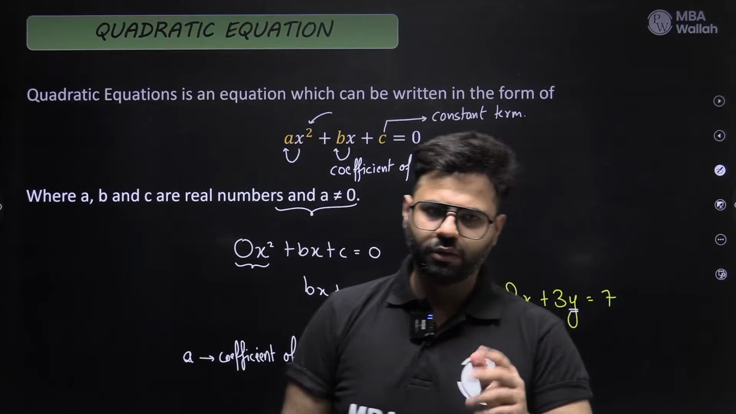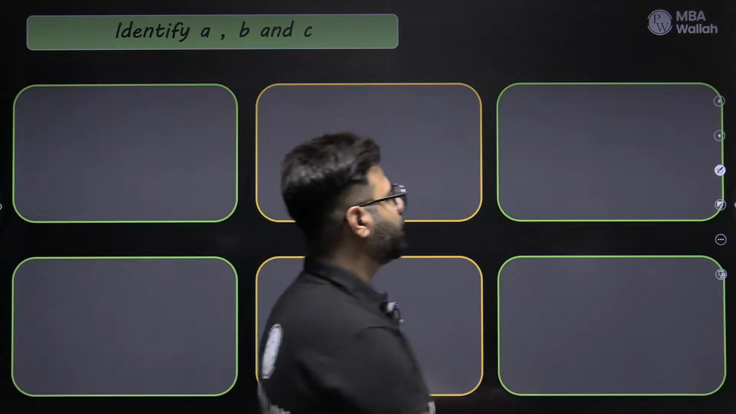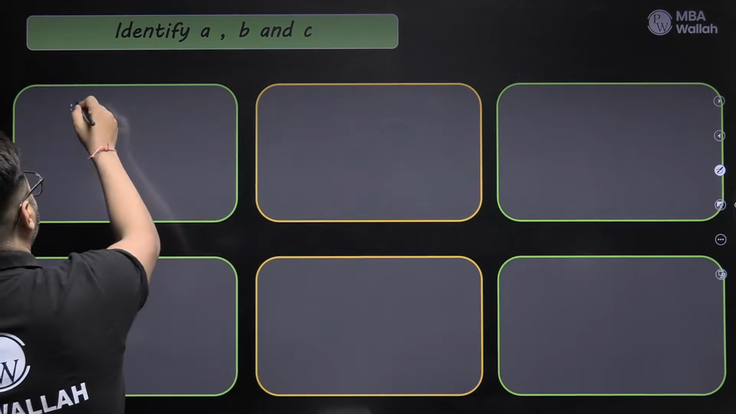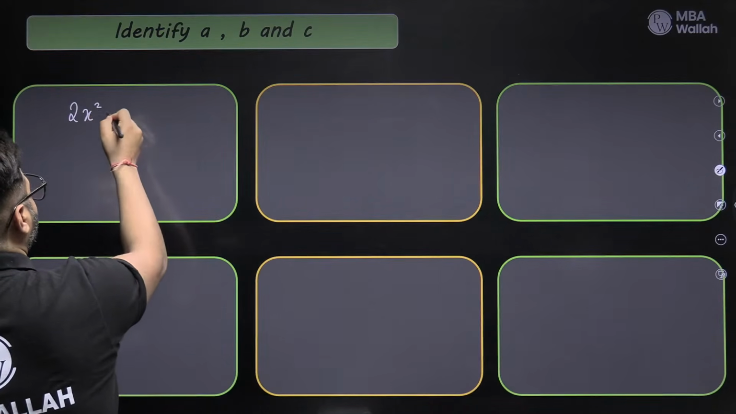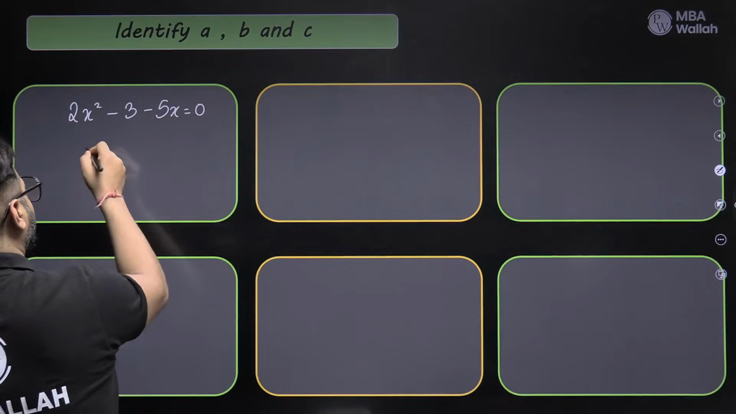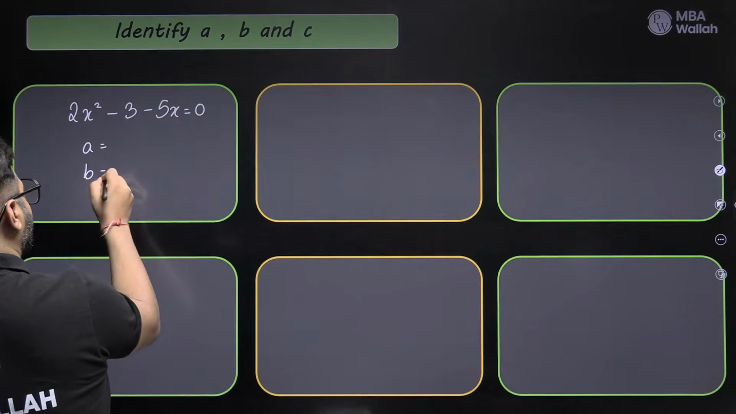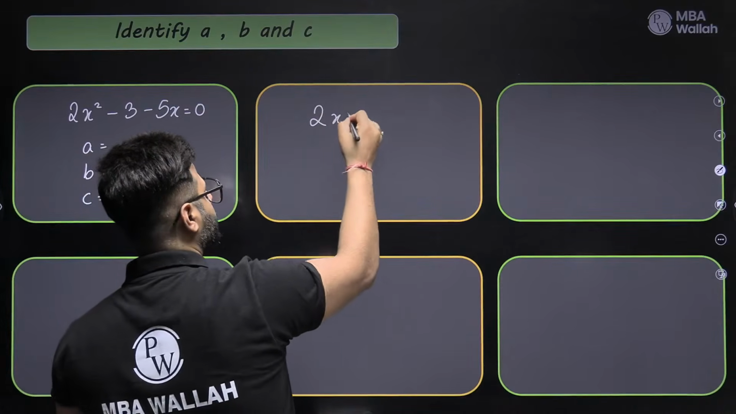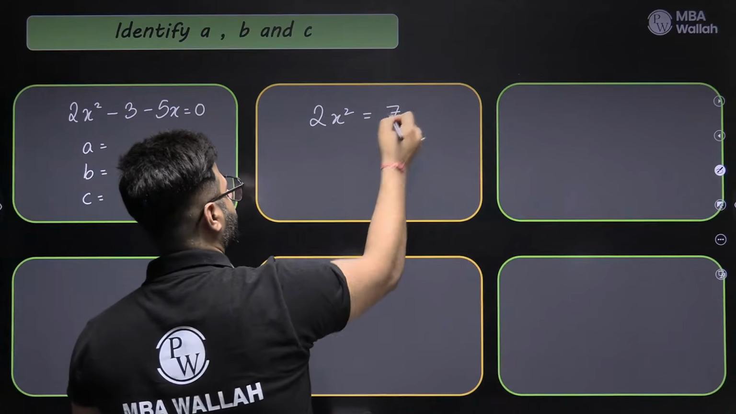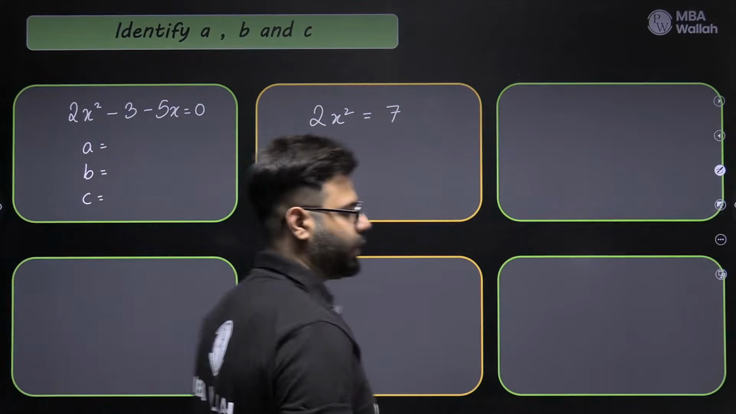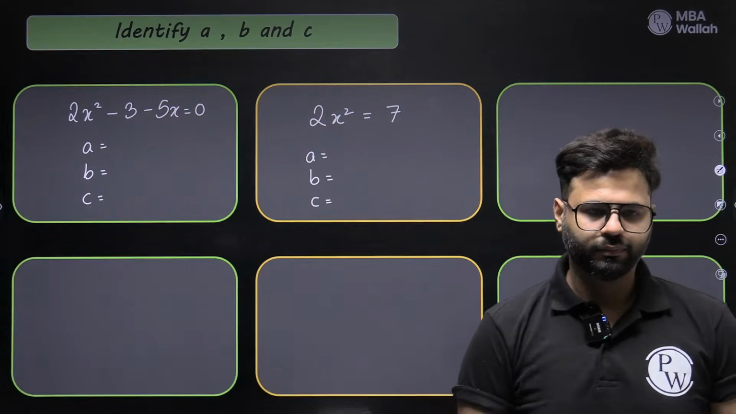All right. So I'm going to give you some equations. You're going to tell me what is the value of A, B and C. So if I give you an equation like 2x square minus 3 minus 5x equals to 0, quickly tell me what is the value of A, what is the value of B, what is the value of C. Then tell me for this equation 2x square equals to 7, what is the value of A? What is the value of B? What is the value of C? Come on, try. Let's check.